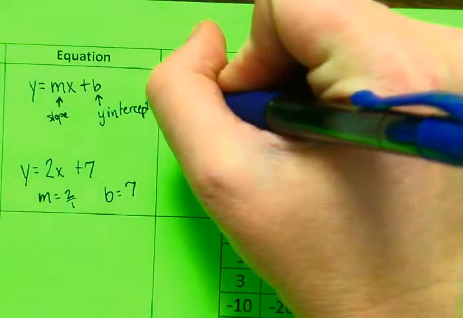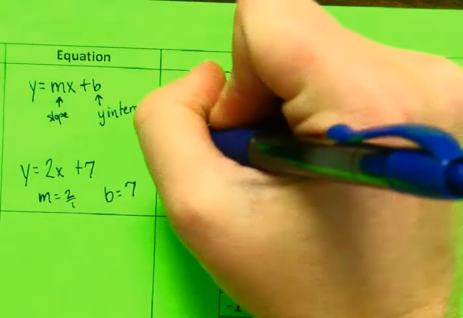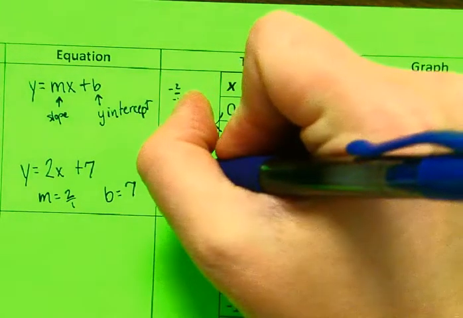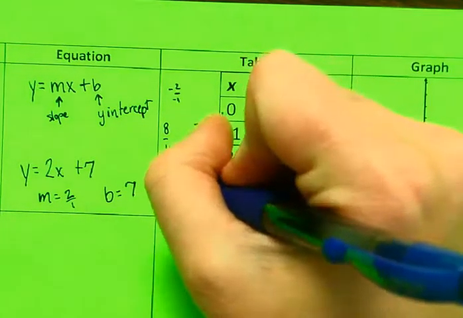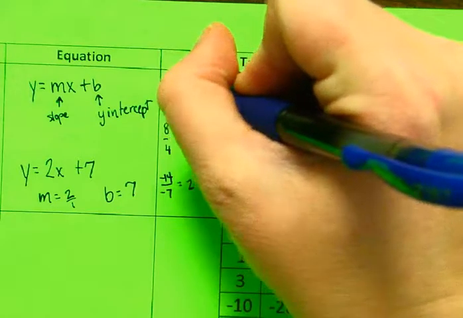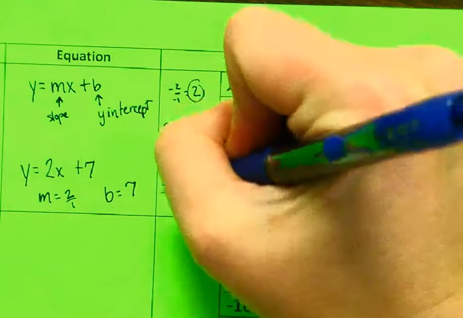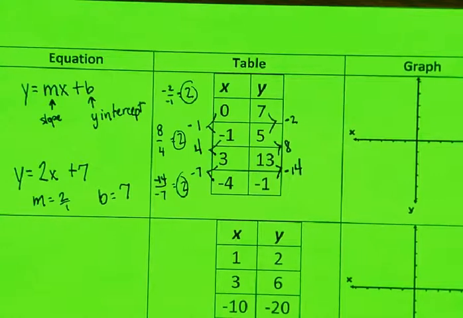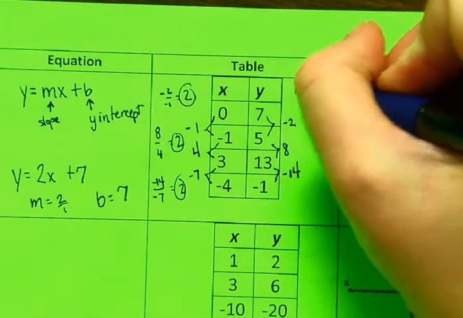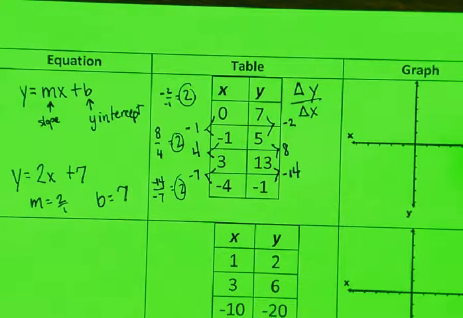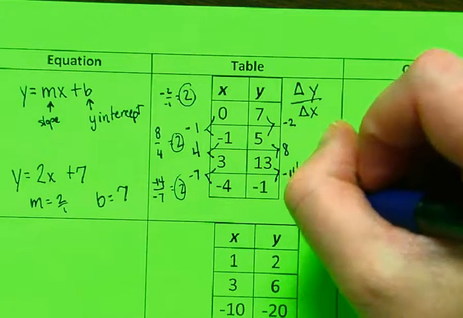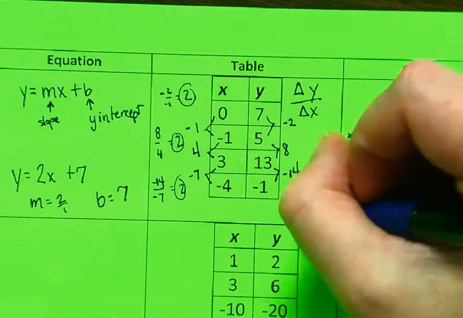I take my y change and my x change and write them as a ratio. So I have negative 2 over negative 1, 8 over 4, and negative 14 over negative 7. Each of those simplifies to 2. So that means my rate of change is constant, my slope is constant. Therefore, this is a linear relationship. Make sure you put the change of your y over the change of your x in your ratio. It's a line if the slope is the same.